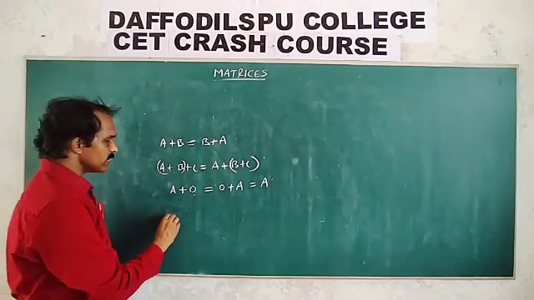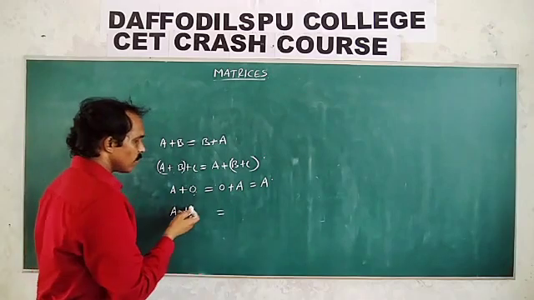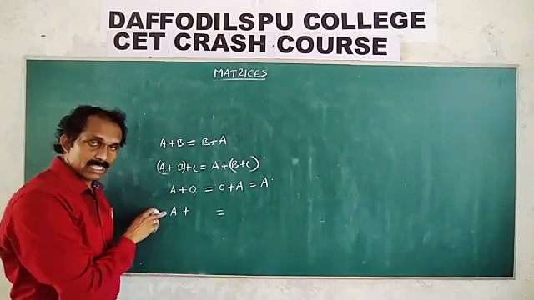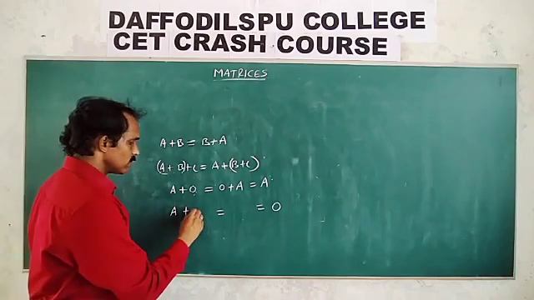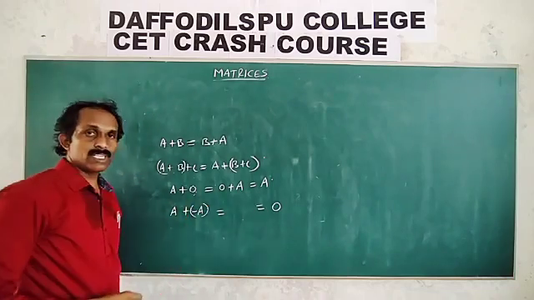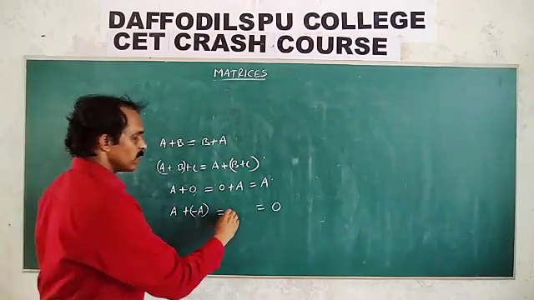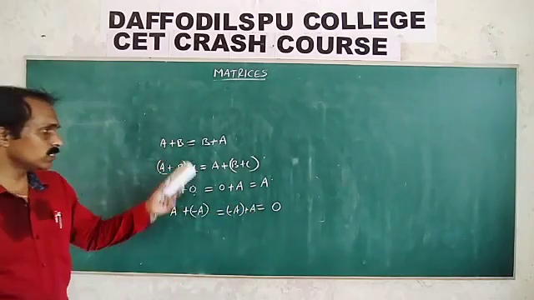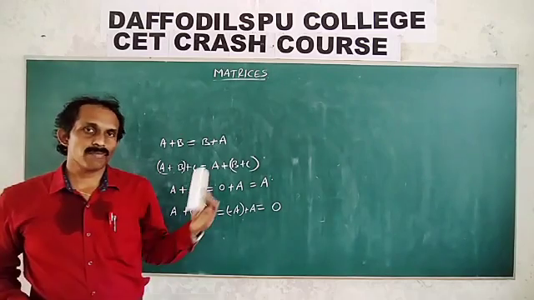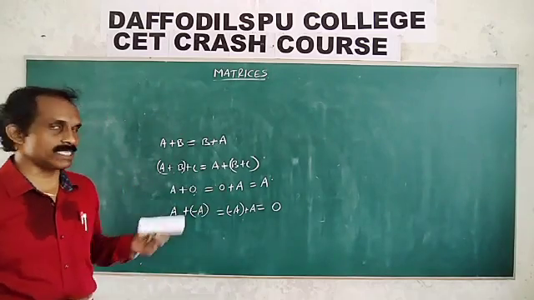Okay, inverse. What is the additive inverse? We add a matrix to A and get the null matrix as the answer. That is only for minus A. What is the additive inverse of A? The additive inverse of A is minus A. So these are the properties of addition of matrices.